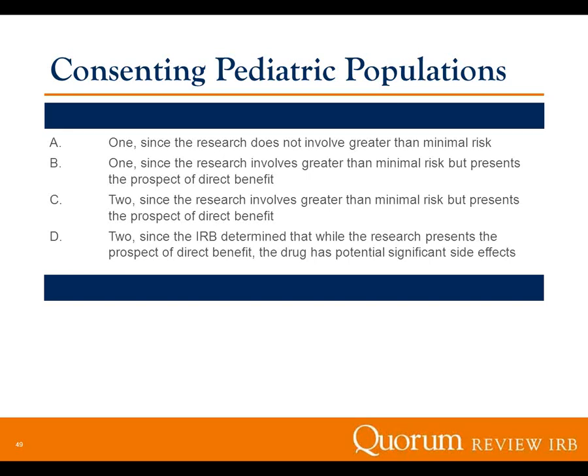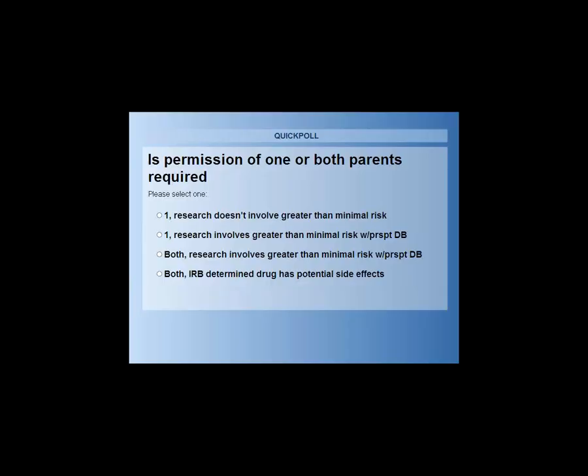A, 1, since the research does not involve greater than minimal risk. B, 1, since the research involves greater than minimal risk but presents the prospect of direct benefit. C, 2, since the research involves greater than minimal risk but presents the prospect of direct benefit. D, 2, since the IRB determined that while the research presents the prospect of direct benefit, the drug has potential significant side effects. We'll turn it over to the audience for your answer.